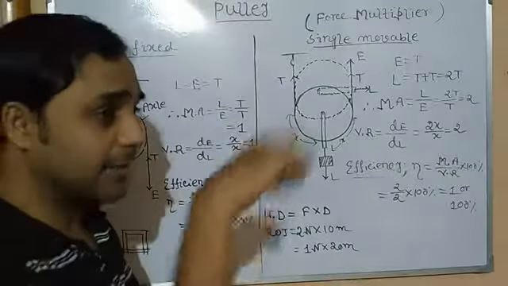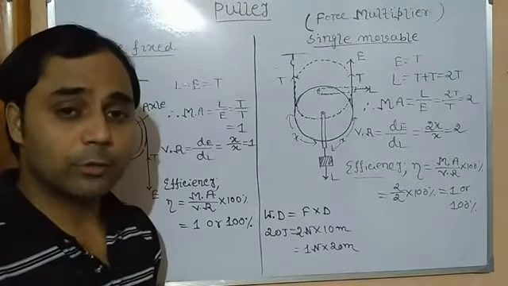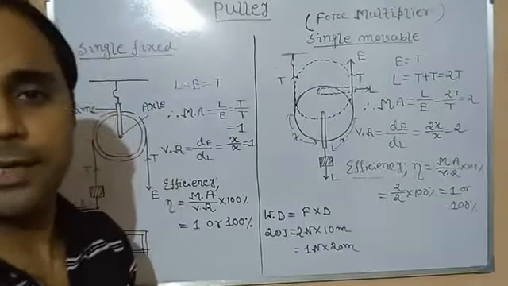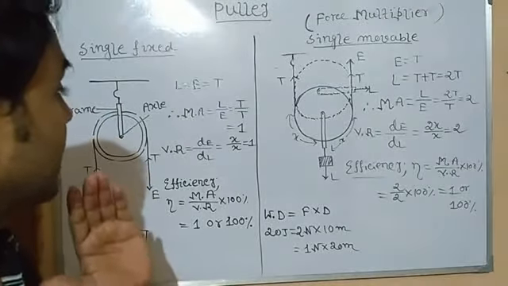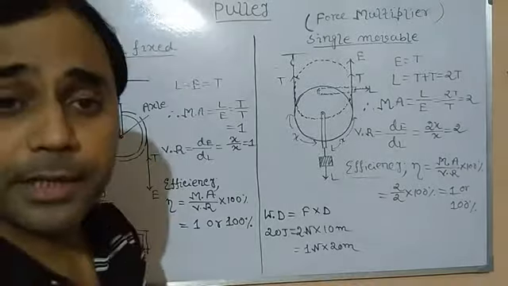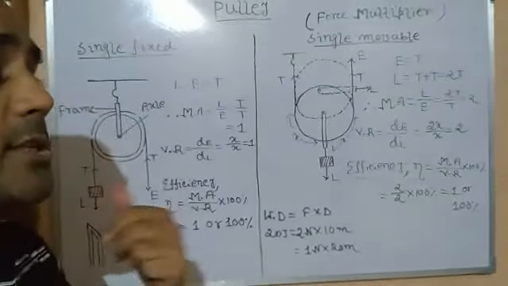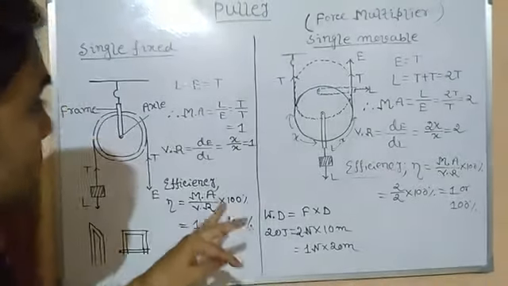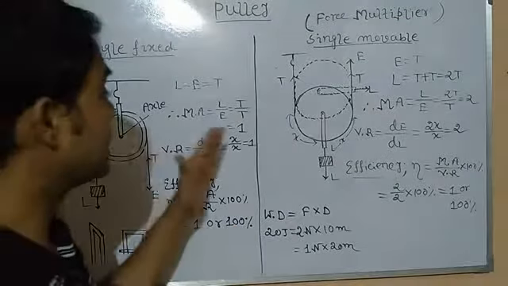Here mechanical advantage is neither greater than nor less than 1. If mechanical advantage is greater than 1, the device acts as a force multiplier, and if it is less than 1, it acts as a speed multiplier. So it is neither a force multiplier nor a speed multiplier; it is equal to 1.